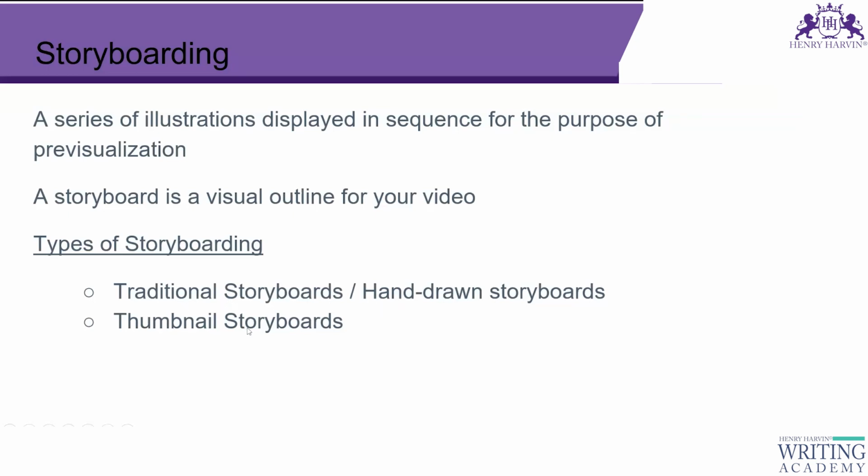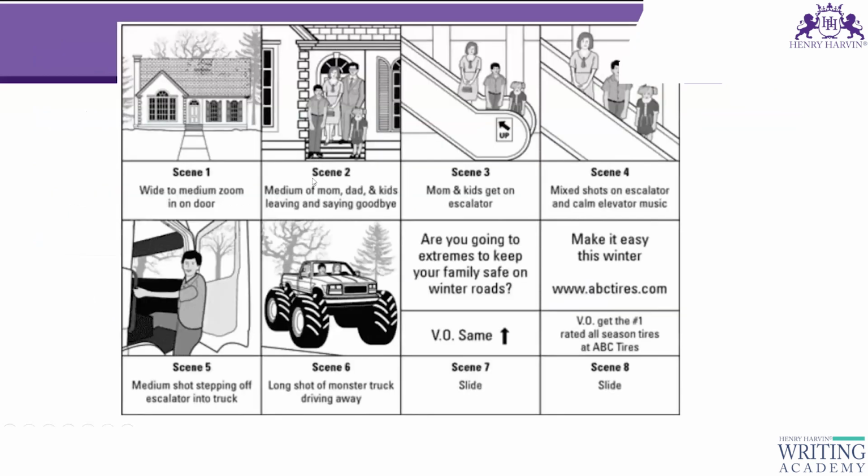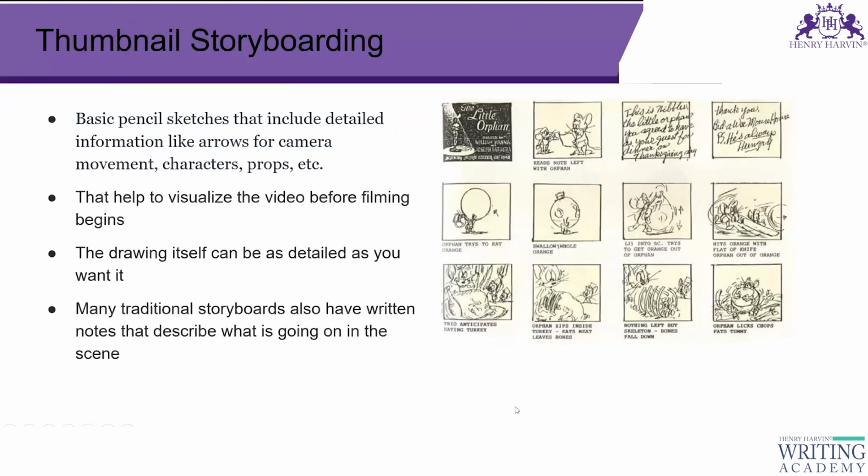So there is a traditional storyboard and a thumbnail storyboard. This is what it looks like, divided into particular scenes and how each scene works. This is a thumbnail storyboard where you just use basic pencil sketches that include detailed information about characters, props, and movements, and this is how you can visualize it before giving the final presentation.